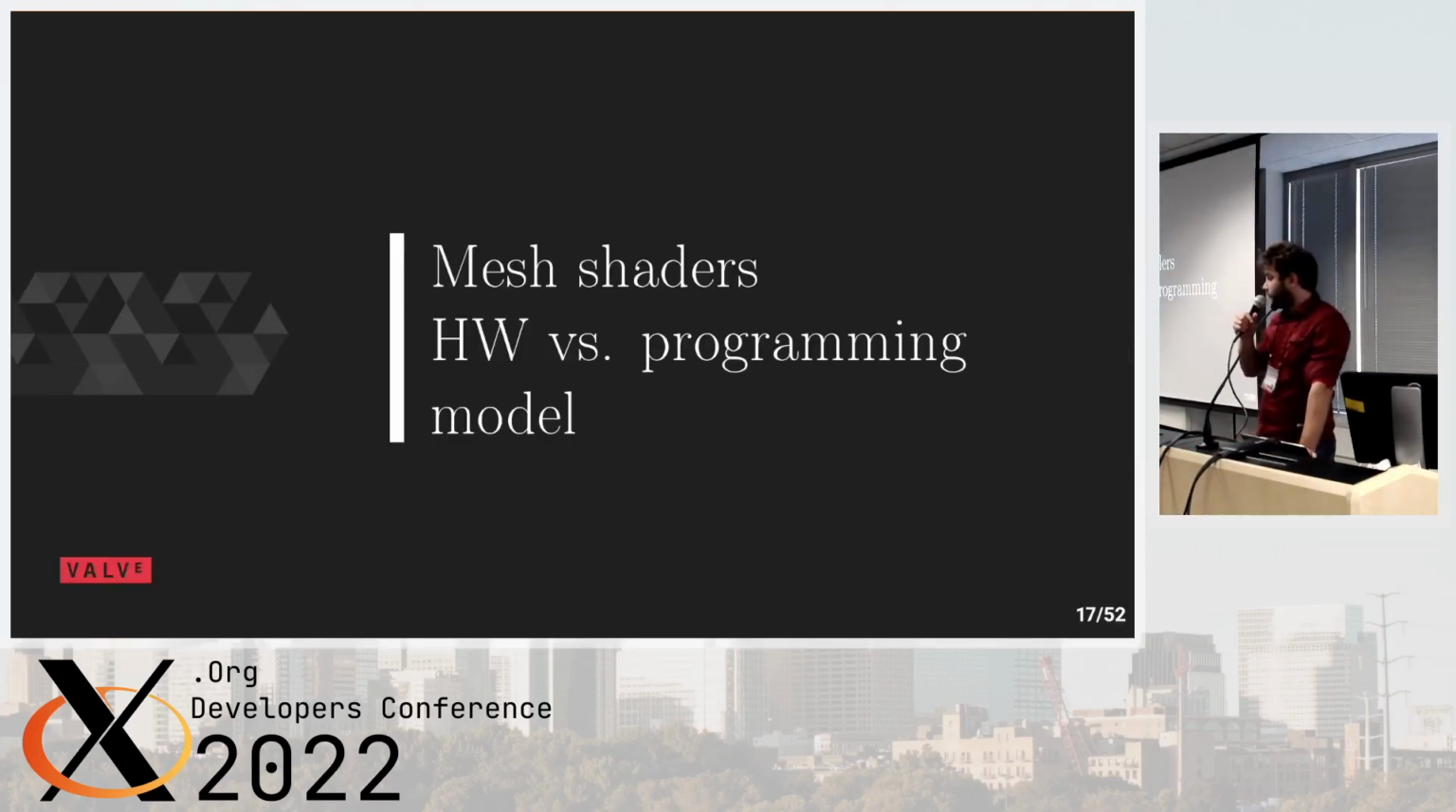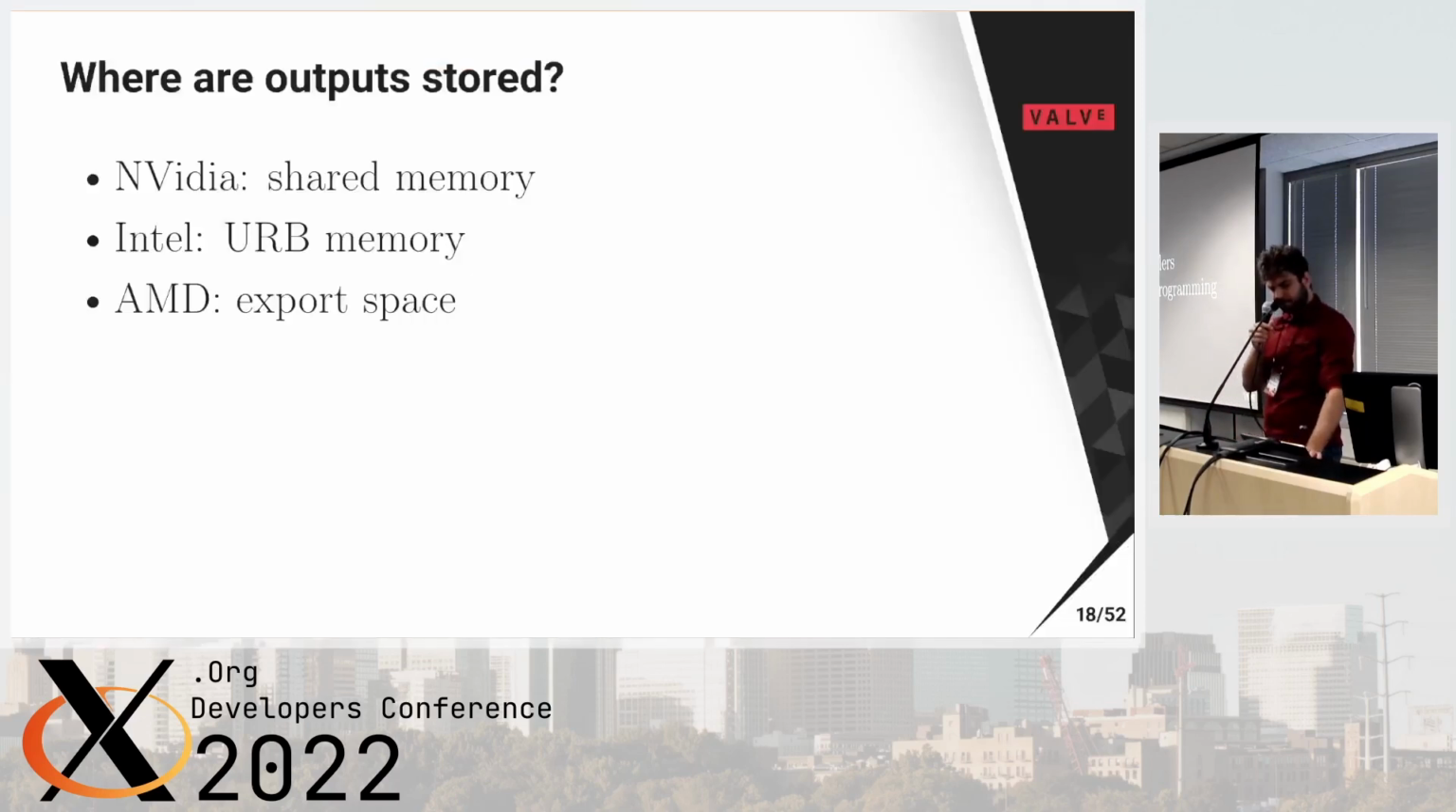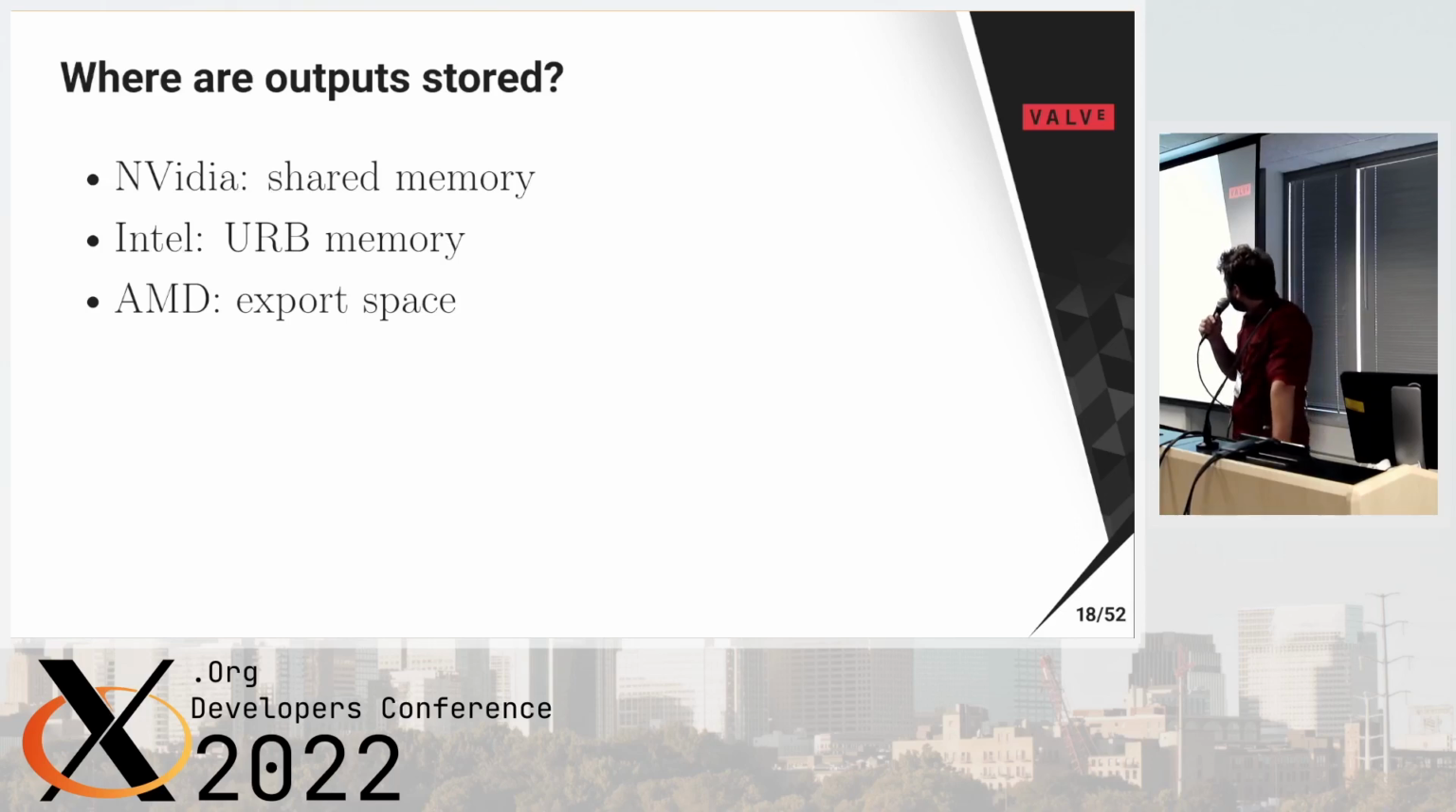So the first thing that you have to consider: what can your hardware do, and how can you map that functionality to the programming model? For example, one question is, like I said, that according to the programming model, the mesh shader feeds the rasterizer directly. But what does that actually mean? Where does the output go?